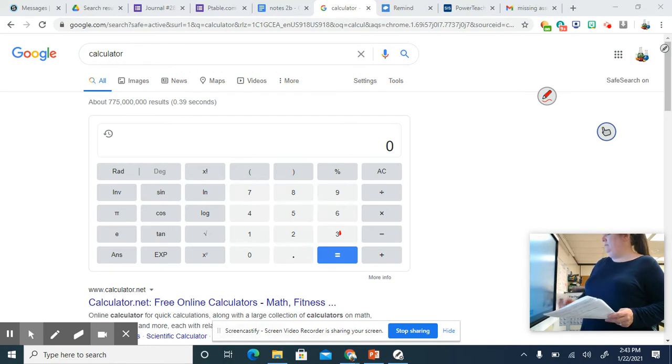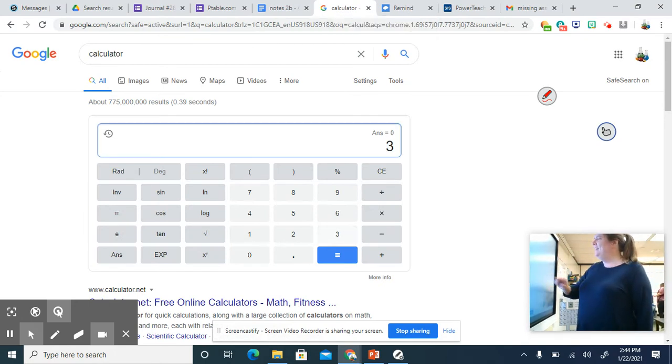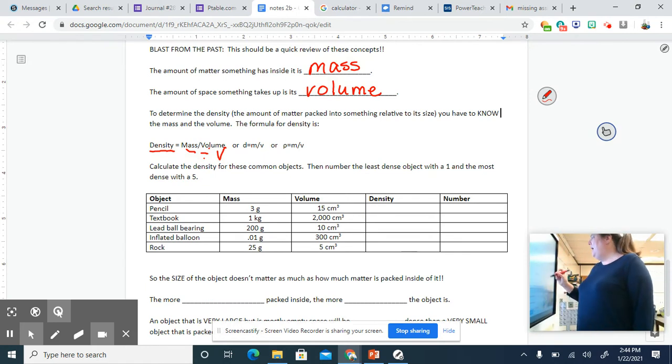We have 3, oops, I have to put my pen down. Why won't it do 3? Pause. Okay, sorry, technical error. 3 divided by 15. And that's going to give us our answer, 0.2. All right, so we're going to go back to our notes. And we have 0.2 grams over centimeters cubed. Okay, because we got to carry on our information there.